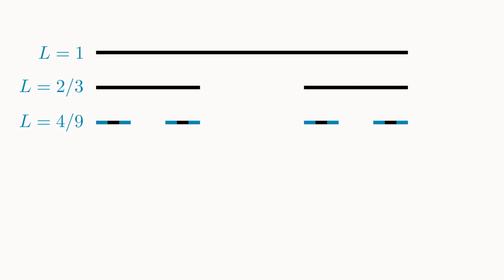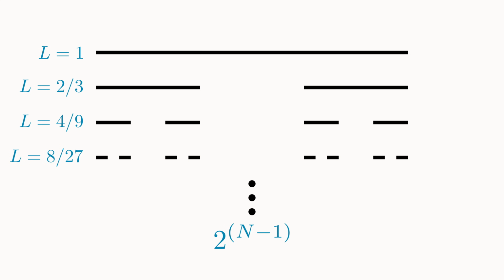In general, at each step, we will have a pattern where there are 2 to the n-1 pieces, each with a length of 1/3 to the n-1, giving the total length at each step equal to these numbers multiplied together.